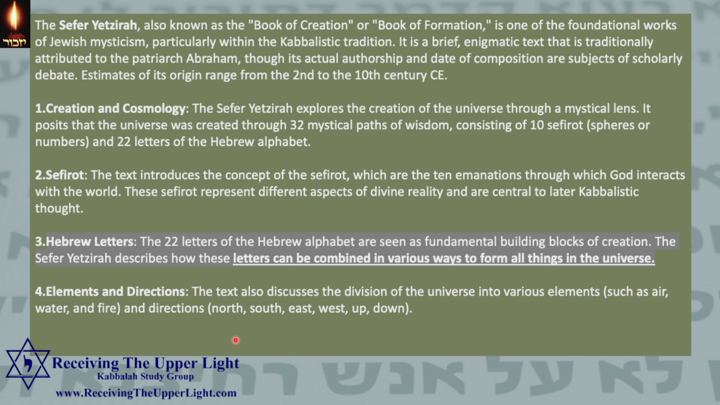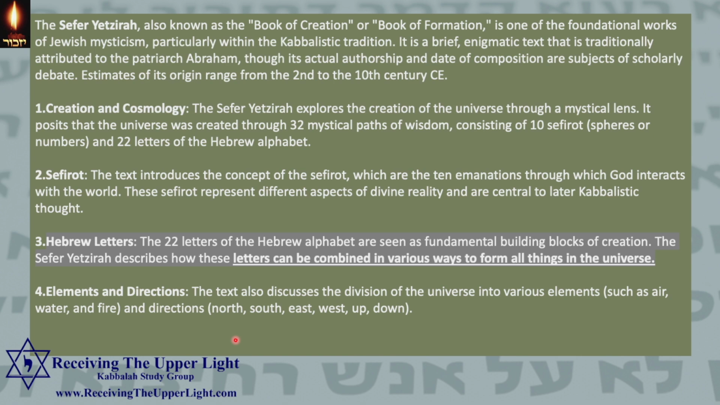Creation and cosmology, right, in which we're going to see that the Sefer Yetzirah is going to tell us that the universe was created by 32 mystical paths of wisdom that consist of these 10 sephirot, or spheres, or numbers, and 22 letters of the Hebrew alphabet, all right? Then it's going to tell us about the sephirot, and it tells you that there are 10 emanations through which God interacts with this world, right? These sephirot represent the divine reality in the universe.